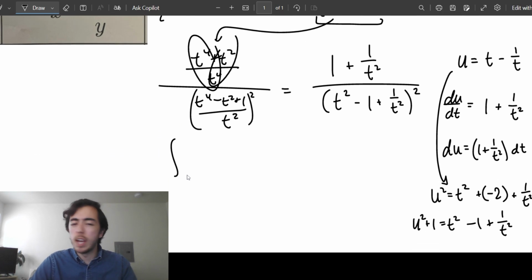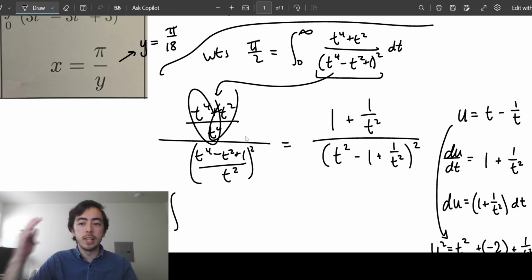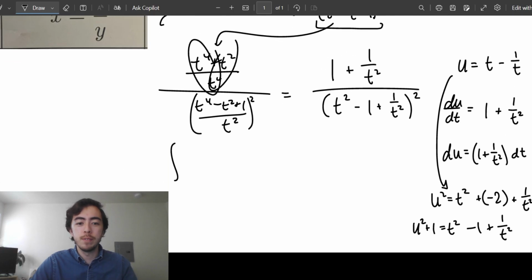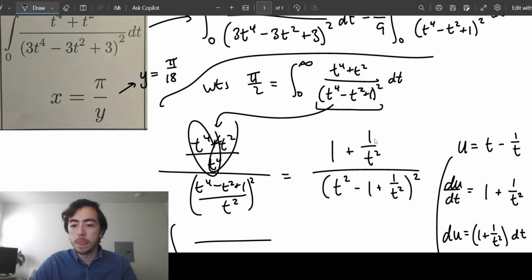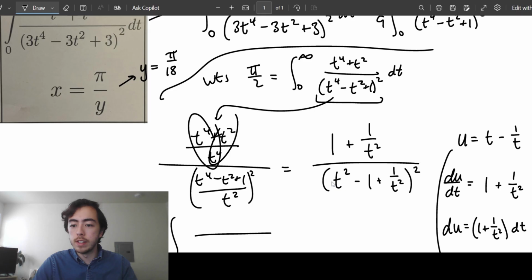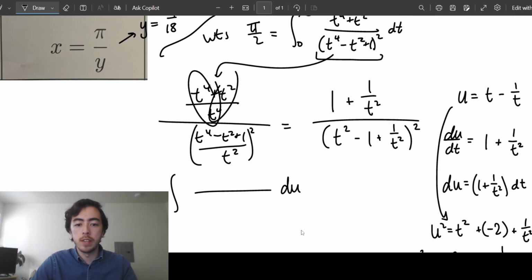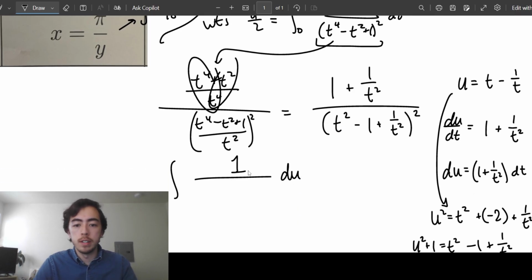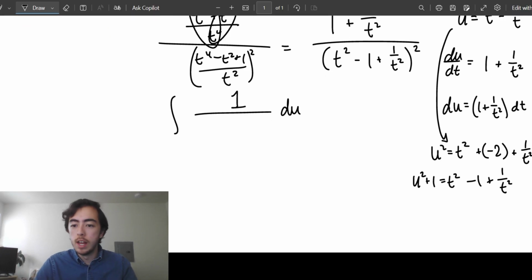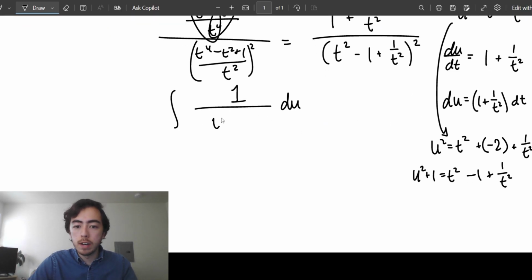So let's bring this u substitution into our actual integral. So we're going to have bounds. I don't know what they are just yet because I want to convert my t bounds into u bounds. But at least for now, I know that I can replace this numerator with the dt as just a du off to the side. I'll put a 1 on top to just kind of fill the space. And then in the bottom, I do have u squared plus 1 all squared.